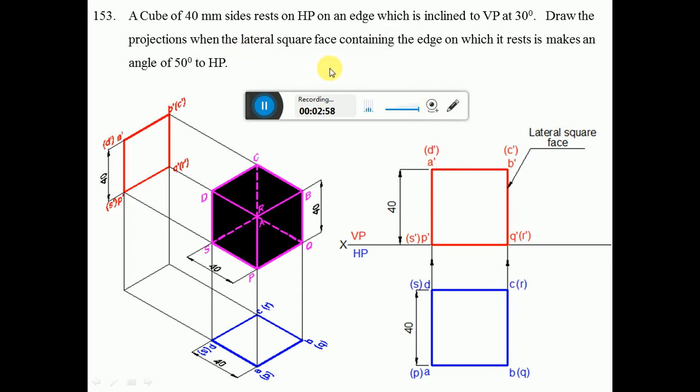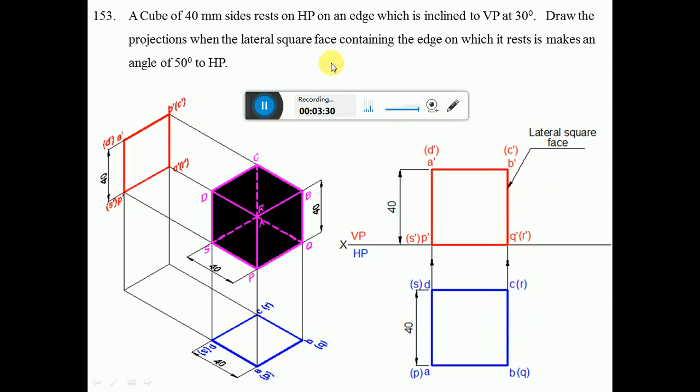Now he says one of the lateral square faces. Which is the lateral square face? The lateral square face is B dash, C dash and Q dash, R dash. A lateral face is one which is perpendicular to HP. The lateral square face is BC and QR. Similarly here AD and PS. These are the lateral square faces which are perpendicular to VP and also perpendicular to HP. So you are getting a line here, and you are getting a vertical line.